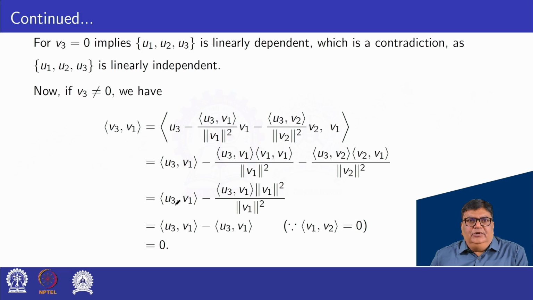Okay, this is equal to inner product of U3 V1 minus inner product of U3 V1, this is norm of V1 square upon norm of V1 square, and V2, V1 are orthogonal vectors, that is inner product of V1 V2 is equal to 0. So we have this, and this norm of V1 square upon norm of V1 square cancels out. So we have inner product of U3 V1 minus inner product of U3 V1, that is 0. So V3 is orthogonal to V1.